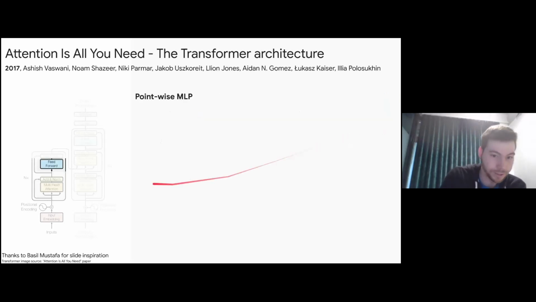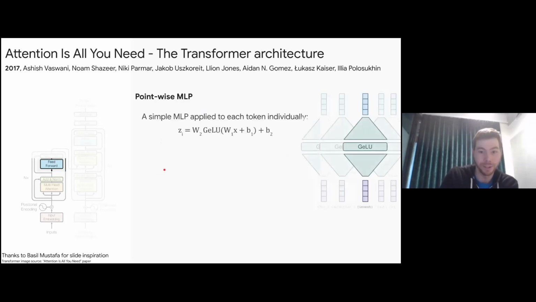Then there is this feed-forward block, also called pointwise MLP, also sometimes called one-by-one convolution. After the attention, after every token has looked around, then every token individually is sent through an MLP. So I like this formula actually. The input is multiplied by a matrix, bias added, nonlinearity, multiplied by a matrix, bias added, and that's the output. So that's a very traditional multi-layer perceptron. GELU is usually the nonlinearity used.